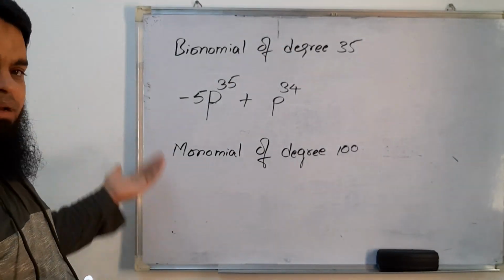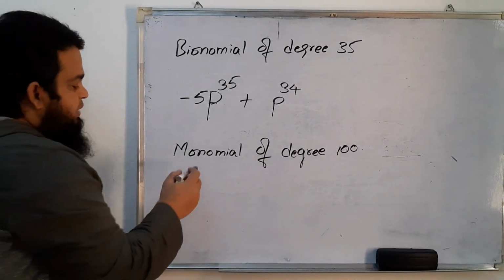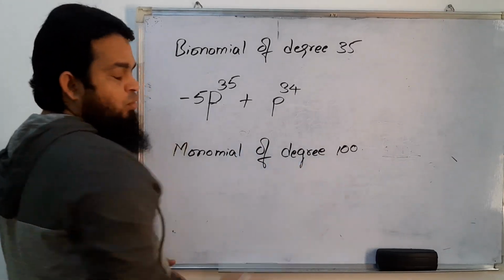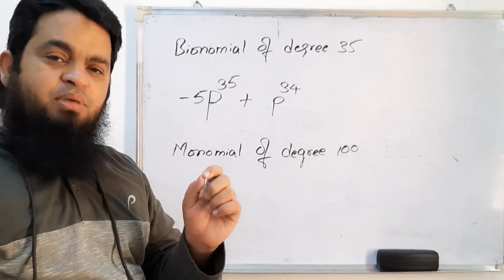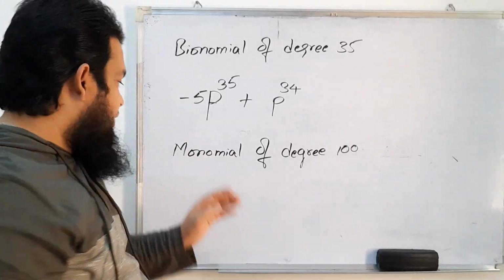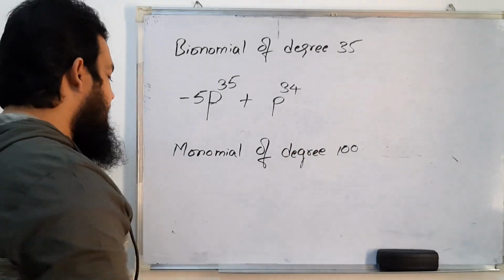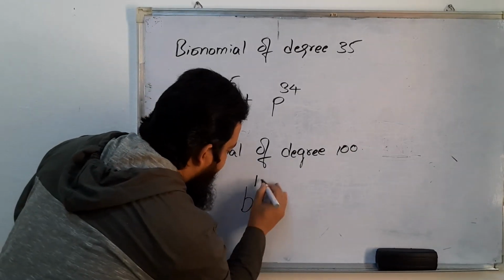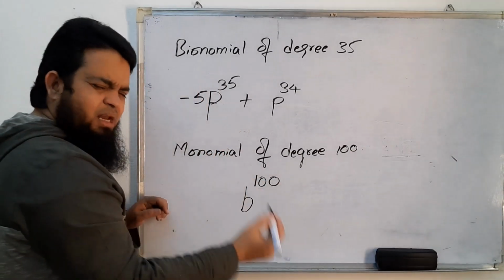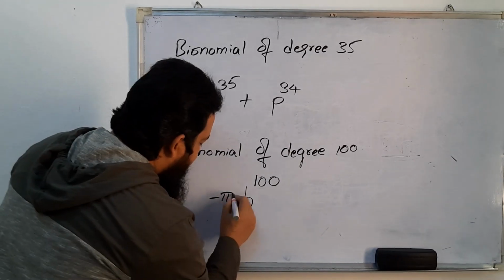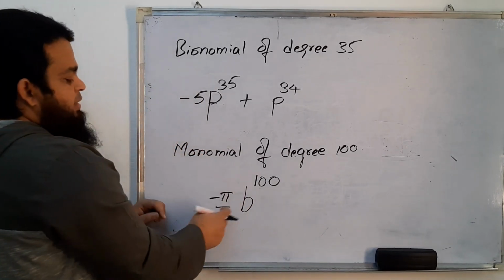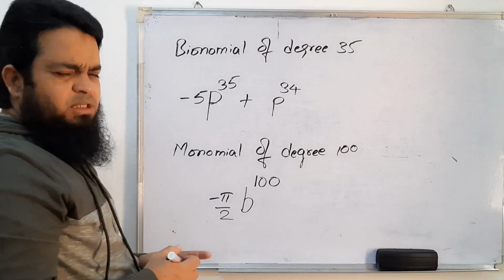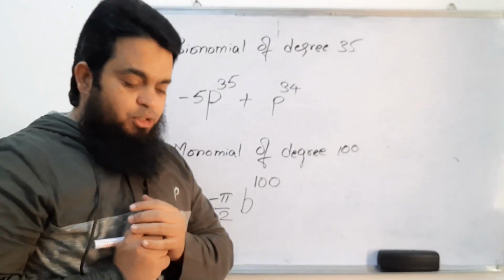Okay. Next, coming to the next bit, a monomial of degree 100. What is a monomial? A polynomial in which we have one term. So it is a monomial of degree 100. You take any variable, it is b to the power of 100. You can keep any coefficient, minus pi by 2. So minus pi by 2 b, all to the power of 100. Simple. Okay, I hope you understood.